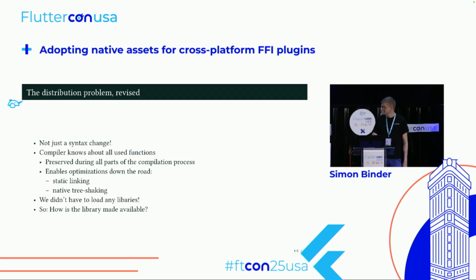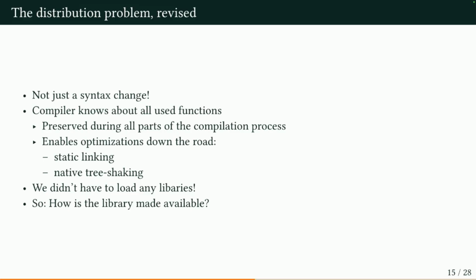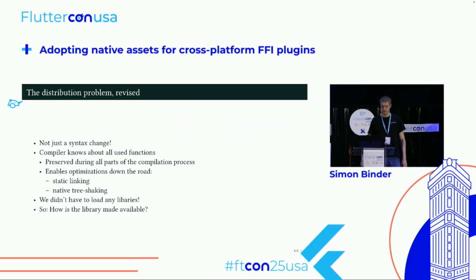So another nice thing is that we didn't have to explicitly load any libraries, right? So we're pushing that responsibility away from us. So then the question is, how in the end is the library actually made available? Like how does it work? We don't have to do it manually anymore, but what is the automated system that replaces it? What does it look like?